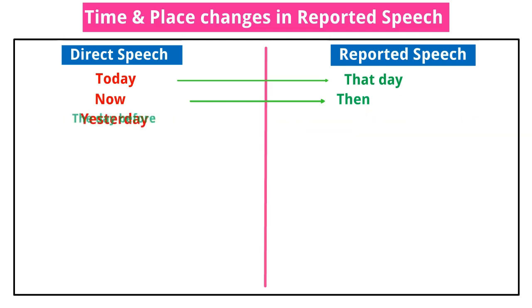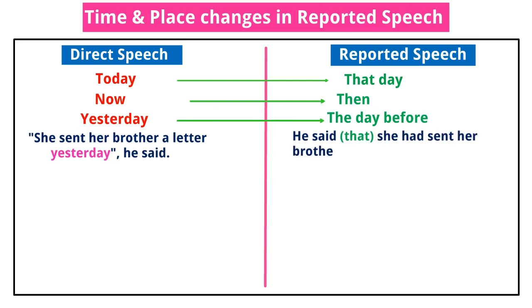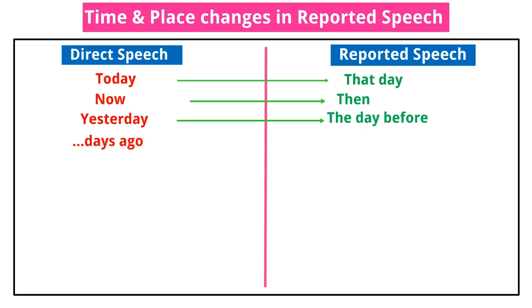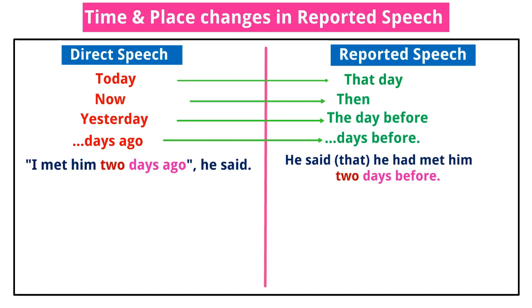Yesterday becomes the day before. For example, "She sent her brother a letter yesterday," he said. He said that she had sent her brother a letter the day before. Days ago becomes days before. For example, "I met him 2 days ago," he said. Becomes, he said that he had met him 2 days before.